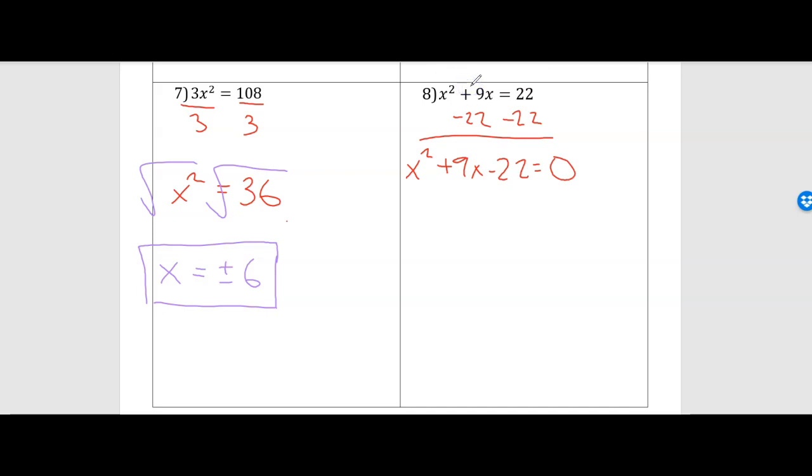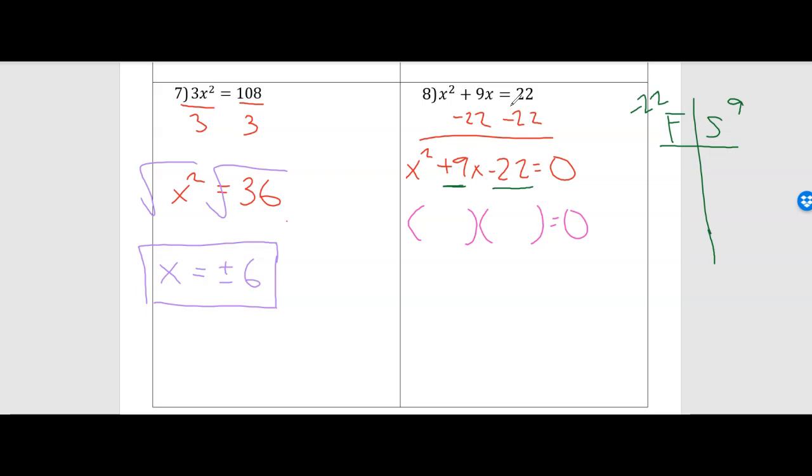Now, I'm going to need to factor. So I'm eventually going to have something that looks like this, but I need to know what to put inside of my parentheses. So I'm going to create this factor sum chart. So factors, F stands for factors, S stands for sum. I'm looking for factors of negative 22 that sum or add to positive 9.